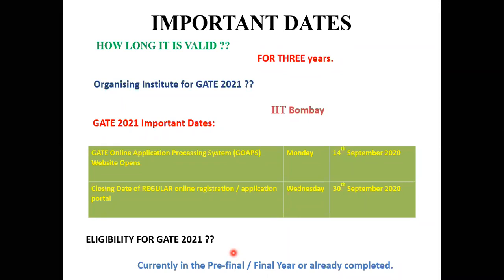Sir, how many times can you write? There is no restriction on the number of attempts. Similarly, there is no restriction on age also. If you want to write at the age of 50 or 60 years also, you can write it. Similarly, if you have 10 backlogs or 15 backlogs, yes, you can write it. But when you want to use that score, at that time, you must have completed your BTech degree, meaning you must have your BTech certificate. But as of now, you can apply and write the GATE examination without any doubt. This is the eligibility for GATE 2021.